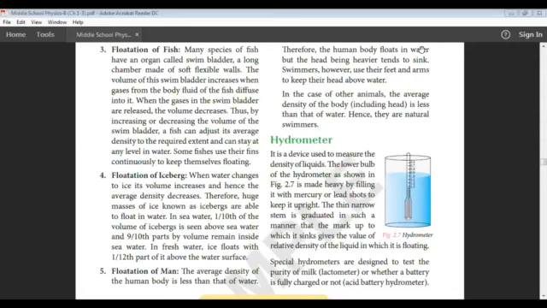Okay, the last application is flotation of man. See here, the average density of the human body is less than that of water. The density of the human body is less than that of the water. That is the reason, as we know that less dense substances float on water. We know about this. So therefore the human body floats in the water, but the head being heavier tends to sink. Therefore, the swimmers use their feet and arms to keep their head above the water. In the case of other animals, the average density of the body is less than that of the water. That is the reason they swim in the water.